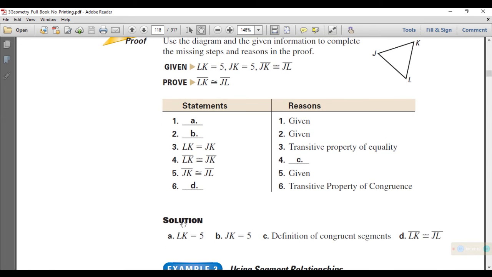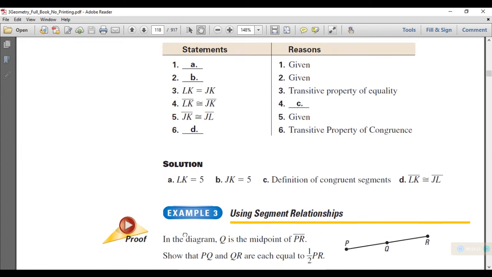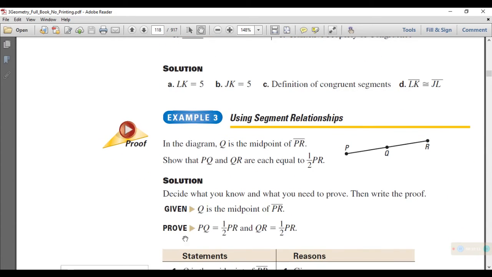Now, let's go to number 3. Using segments relationship. In the diagram, Q is the midpoint of PR. So, pagka midpoint siya, ibig sabihin, same yung distance ni PQ at saka ni QR, or same yung length ni PQ and QR. But, we don't know that yet kasi kailangan pa natin siyang i-prove. So, show that PQ and QR are each equal to 1/2 PR. Dapat mapakita natin na parehas silang kalahati. So, decide what you know and what you need to prove.